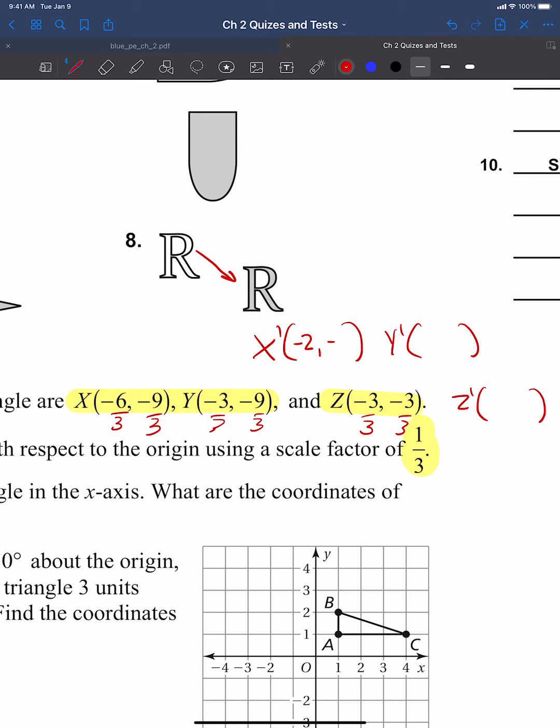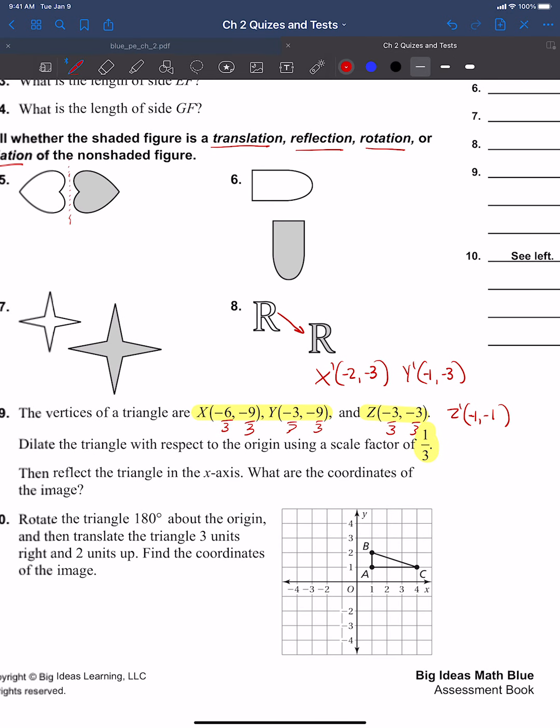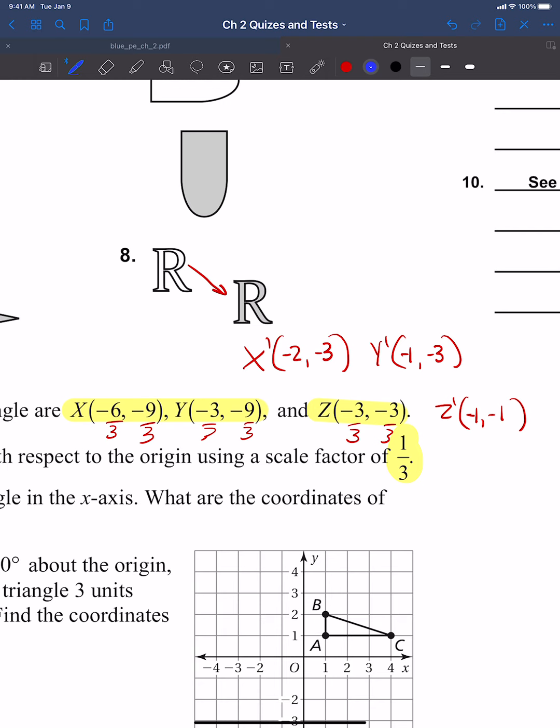-2, -3. Yes. Watching your negatives. The next one would be -1, -3. And then z prime would be -1, -1. Yep. Okay, we're not done yet. Then reflect it across the x-axis. So now we're going to have double prime, right? We're going to have x double prime, y double prime, and z double prime.